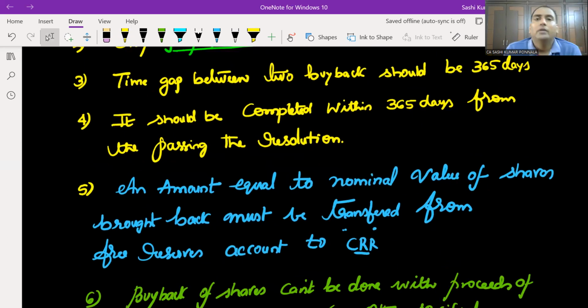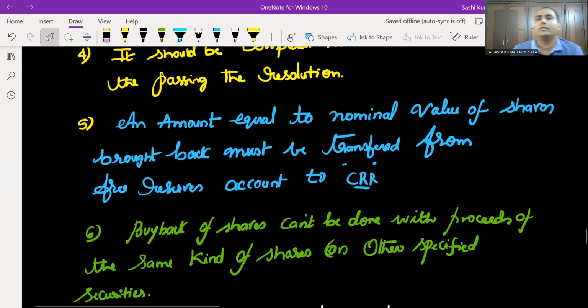Point number 4. The buyback procedure has to be completed within 365 days from the resolution. It may be a special resolution or board resolution. So from the resolution date, you have to complete this entire process, not exceeding how many days? 365 days. This is another clause.